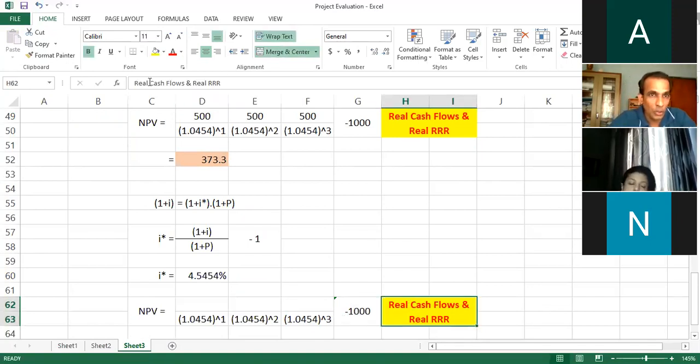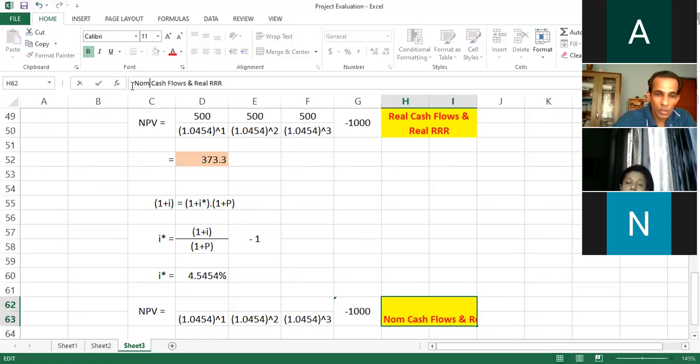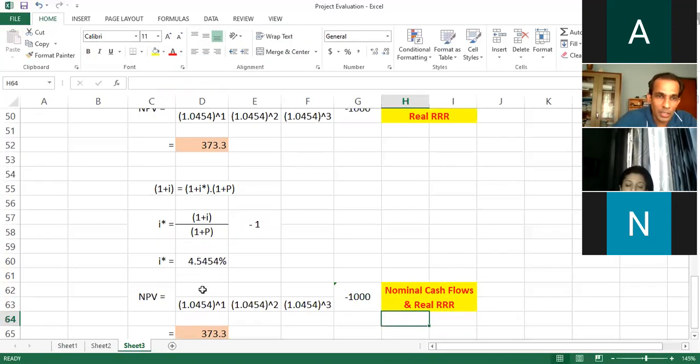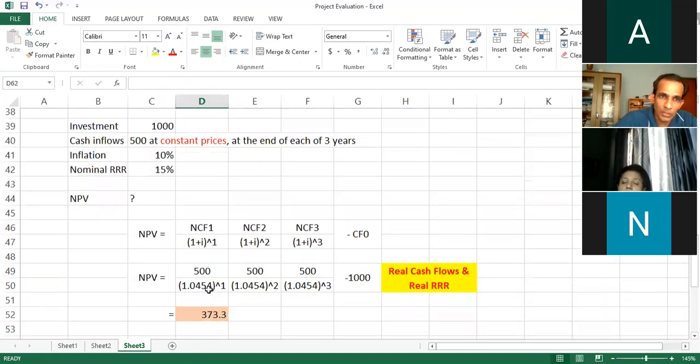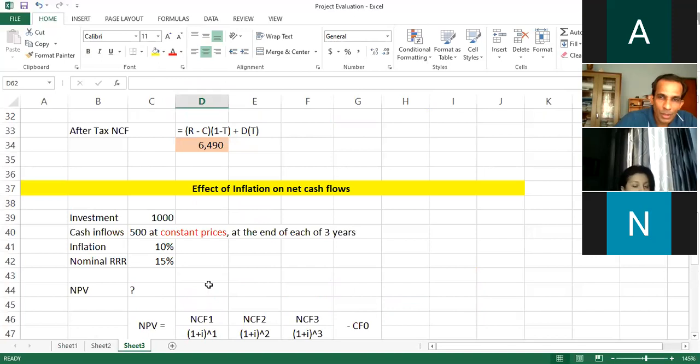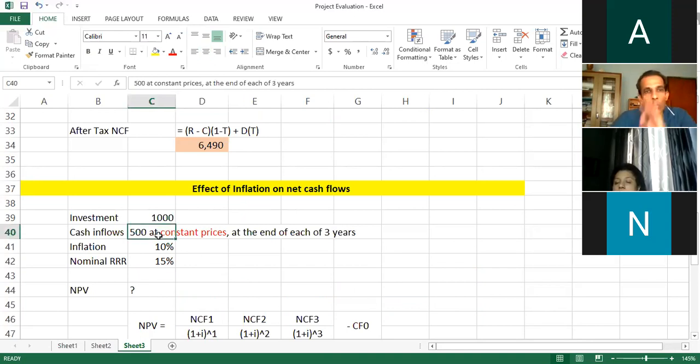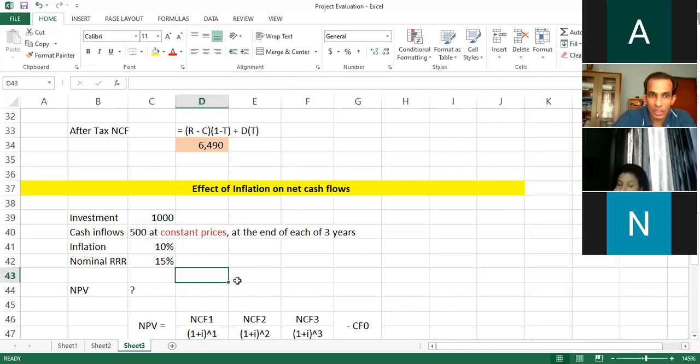Right, we can use nominal cash flows. Nominal means with inflation. Now, in that case, what will be the cash flow for the first year? 500 into 1.1, because 500 is the cash flow at constant prices if the price level did not change, but it is expected that prices will change 10% per annum. That means there is inflation.